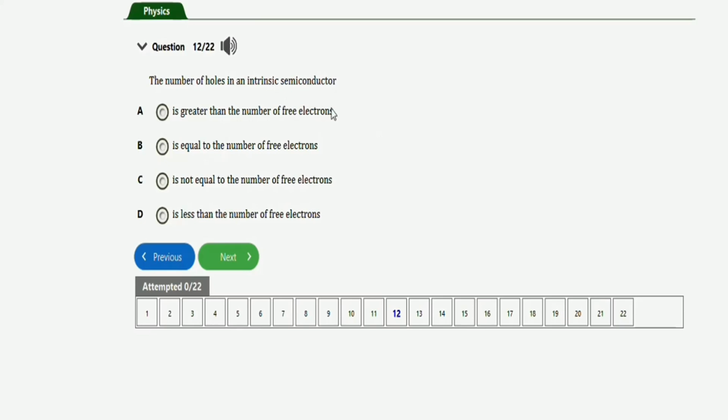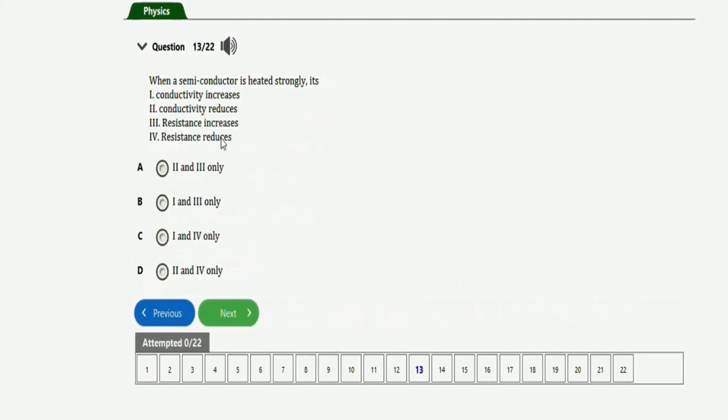So guys, the right option to this question will be option B, which is equal to the number of free electrons. Okay, the next question will be this one. It says when a semiconductor is heated strongly, its conductivity increases, conductivity reduces, resistance increases, resistance reduces. The right option is the one that has I and IV, which is option C, I and IV. Its conductivity will increase whereas the resistance will reduce.